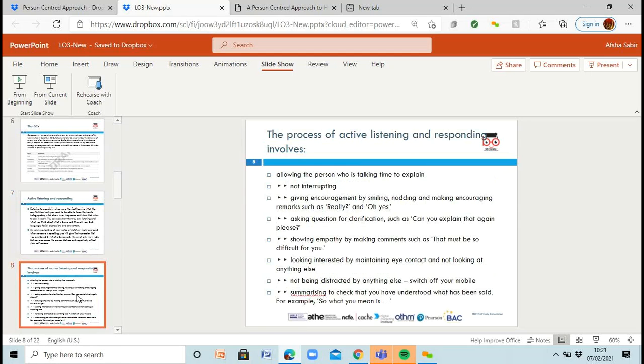Now, we do have active listening skills and strategies, and we're going to go through a couple of these now. Some of these strategies for active listening and responding to the person are: make sure that you let the person who's talking to you talk, give them time to explain. Don't interrupt them. Encourage them by nodding or smiling or saying, oh yes, really, things like that.